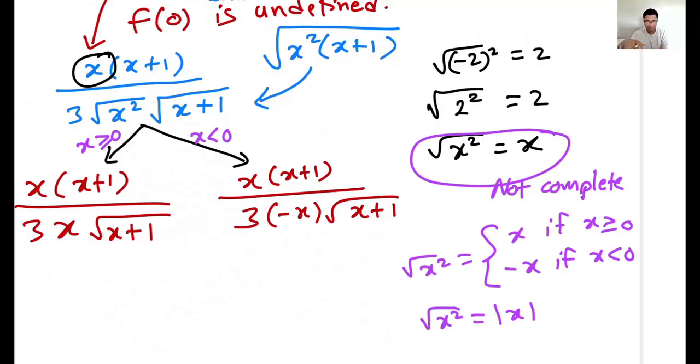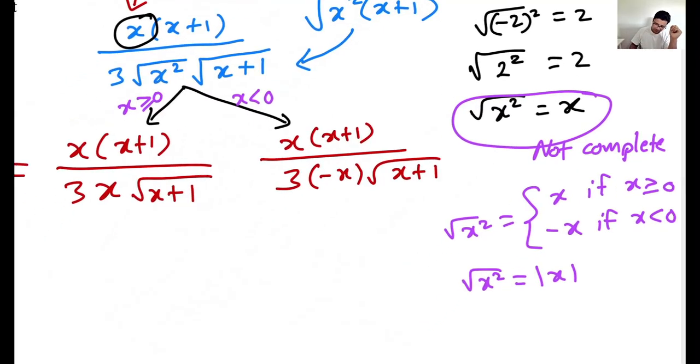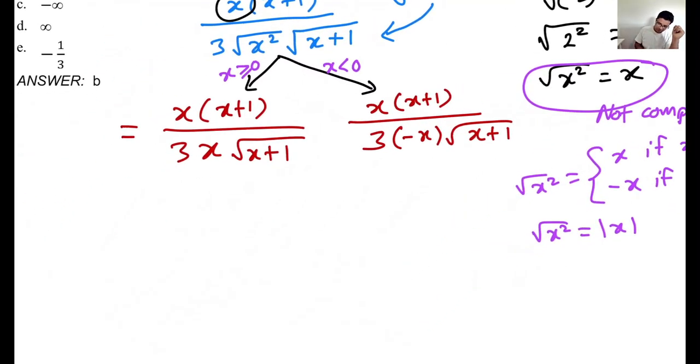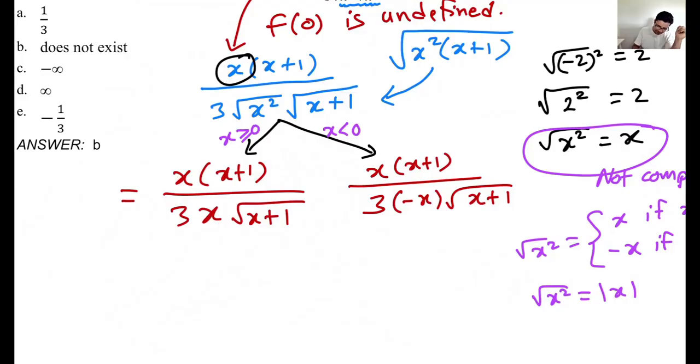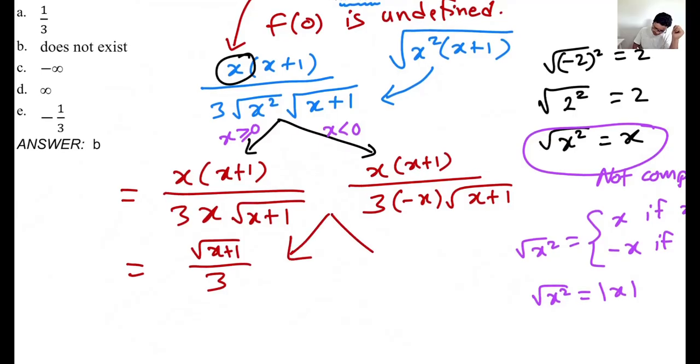Under root of x squared is absolute value of x, because the result has to be positive by definition of the root. So it could be x or negative x, and depending on that you will have two different answers, right? What will be the two different answers? Let us simplify one more step and then we will write. When you cancel the x here now and root x plus 1, you will be left with root x plus 1 over 3, and here two cases, right?